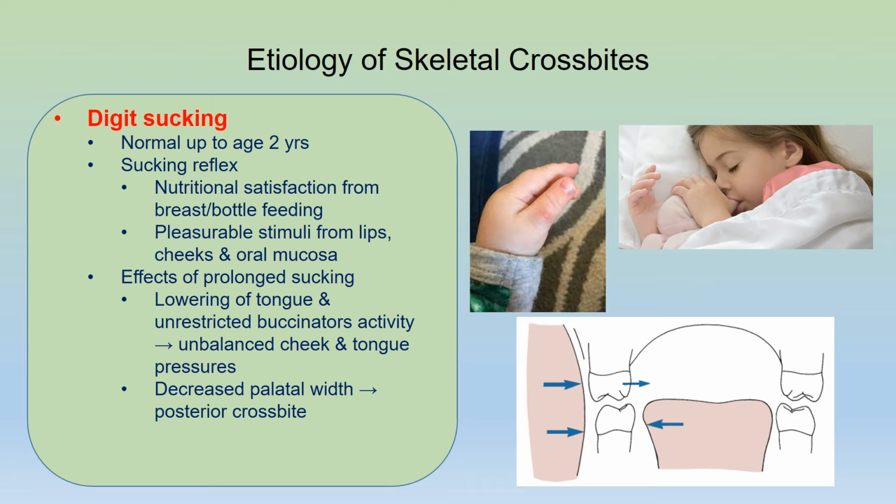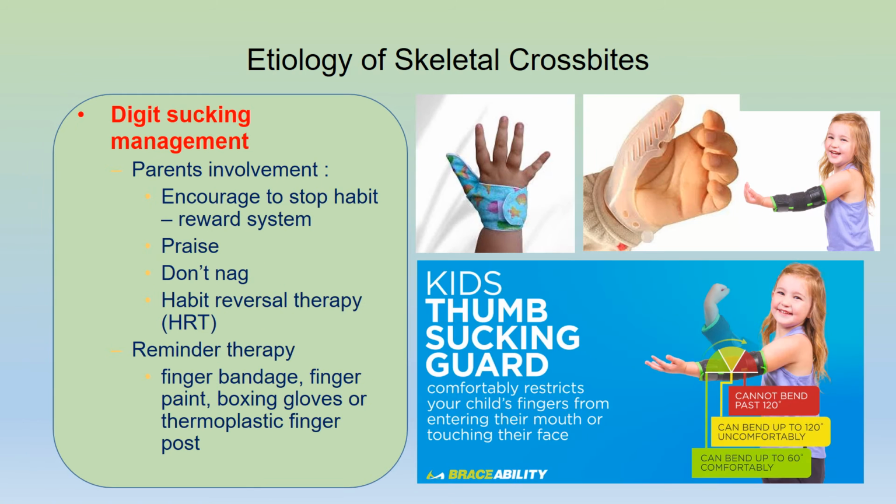Now, when the child has been sucking the thumb or digit for a long time, callus will tend to form on the thumb. Now, how do you manage digit sucking? First, parents have got to be involved in the cessation of the habit. Parents should be encouraged to stop the habit using a reward system. You should praise the child, and importantly, don't nag, or you could use a habit reversal therapy.